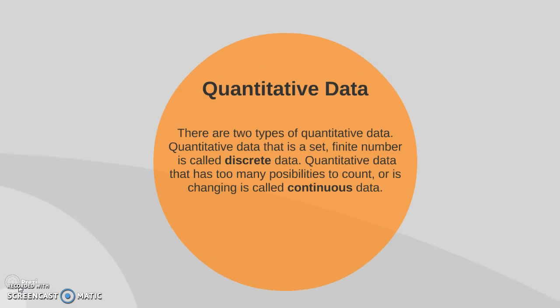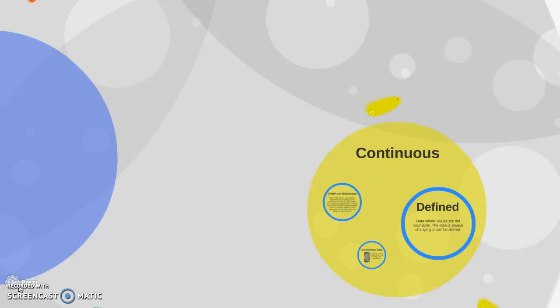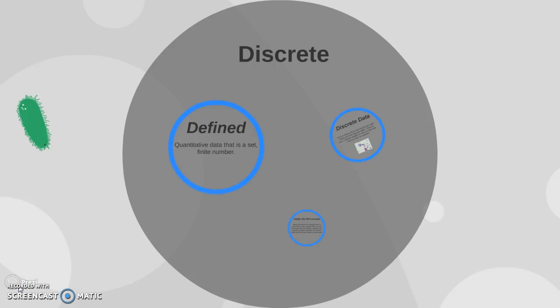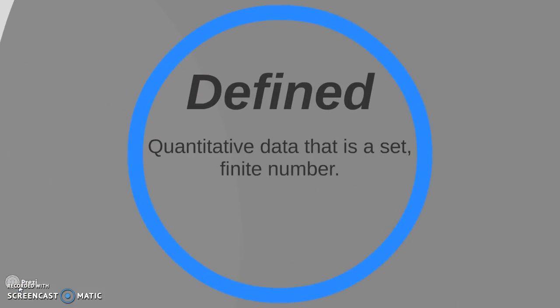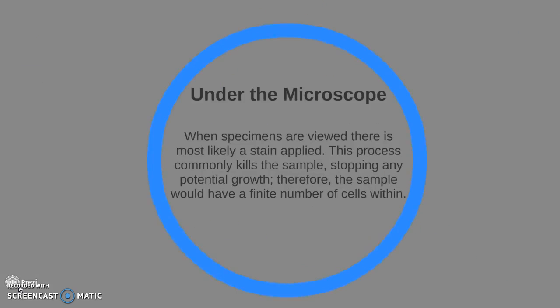Now, there are two types of quantitative data. Discrete data, which is a set or finite number, while continuous data is changing or there are too many possibilities to count. Discrete data is defined, once again, as quantitative data that is a set or finite number.